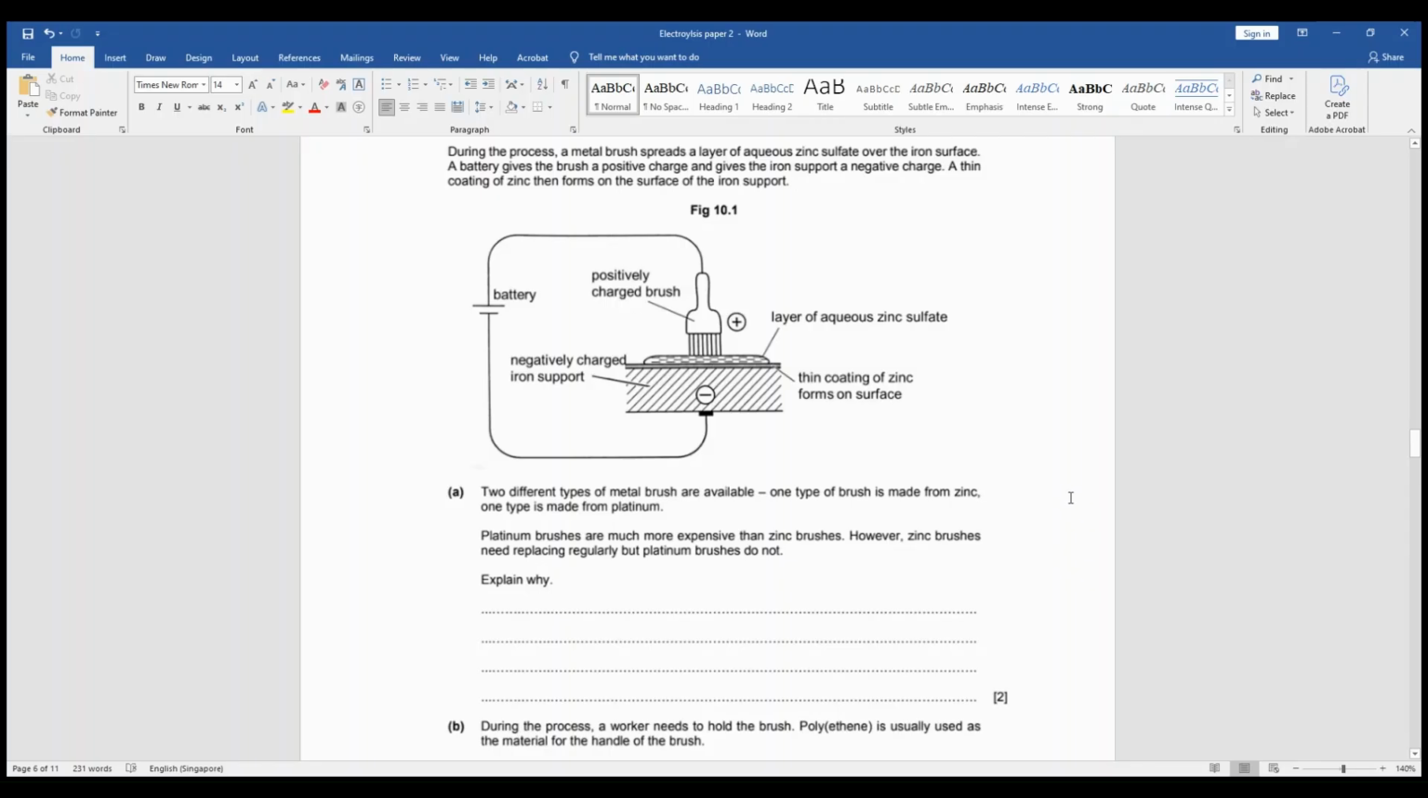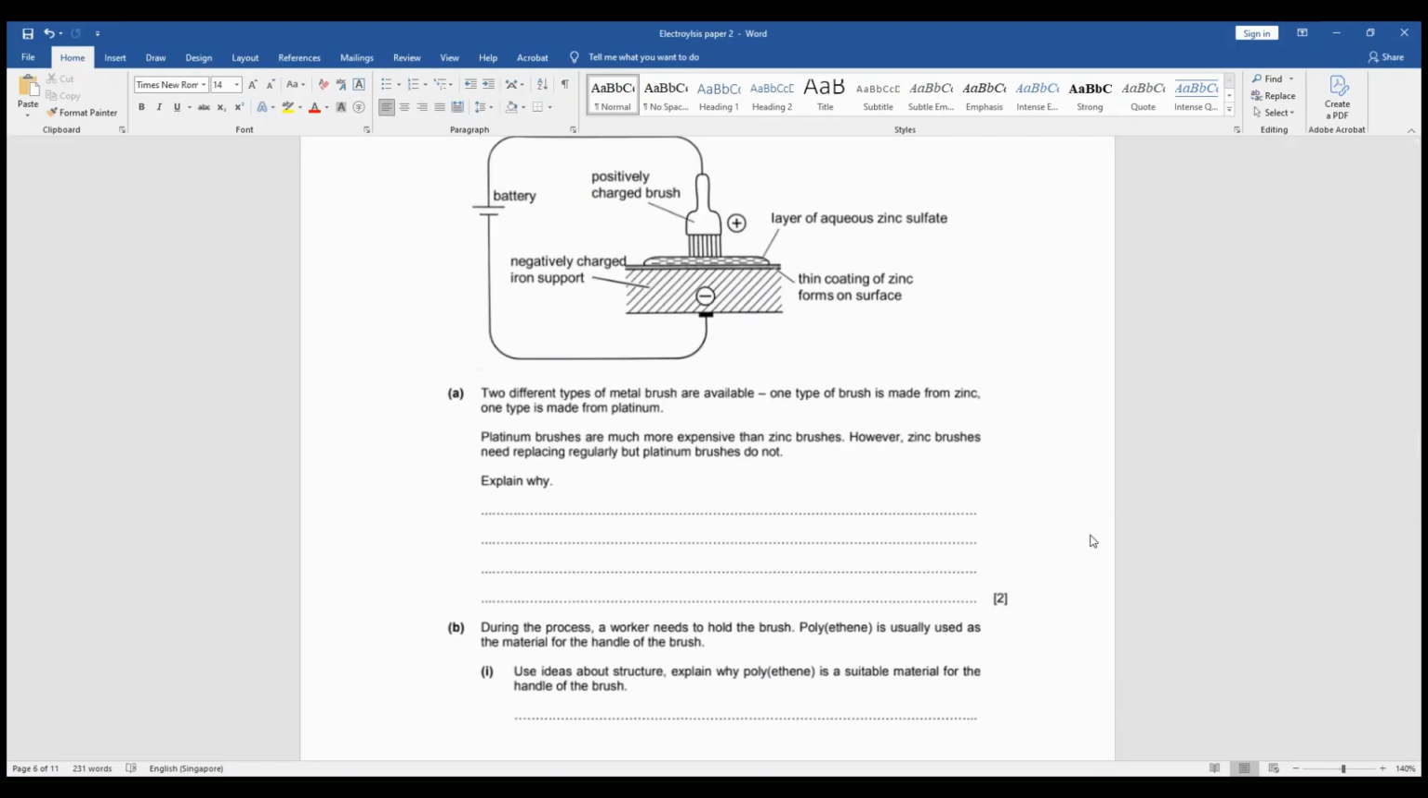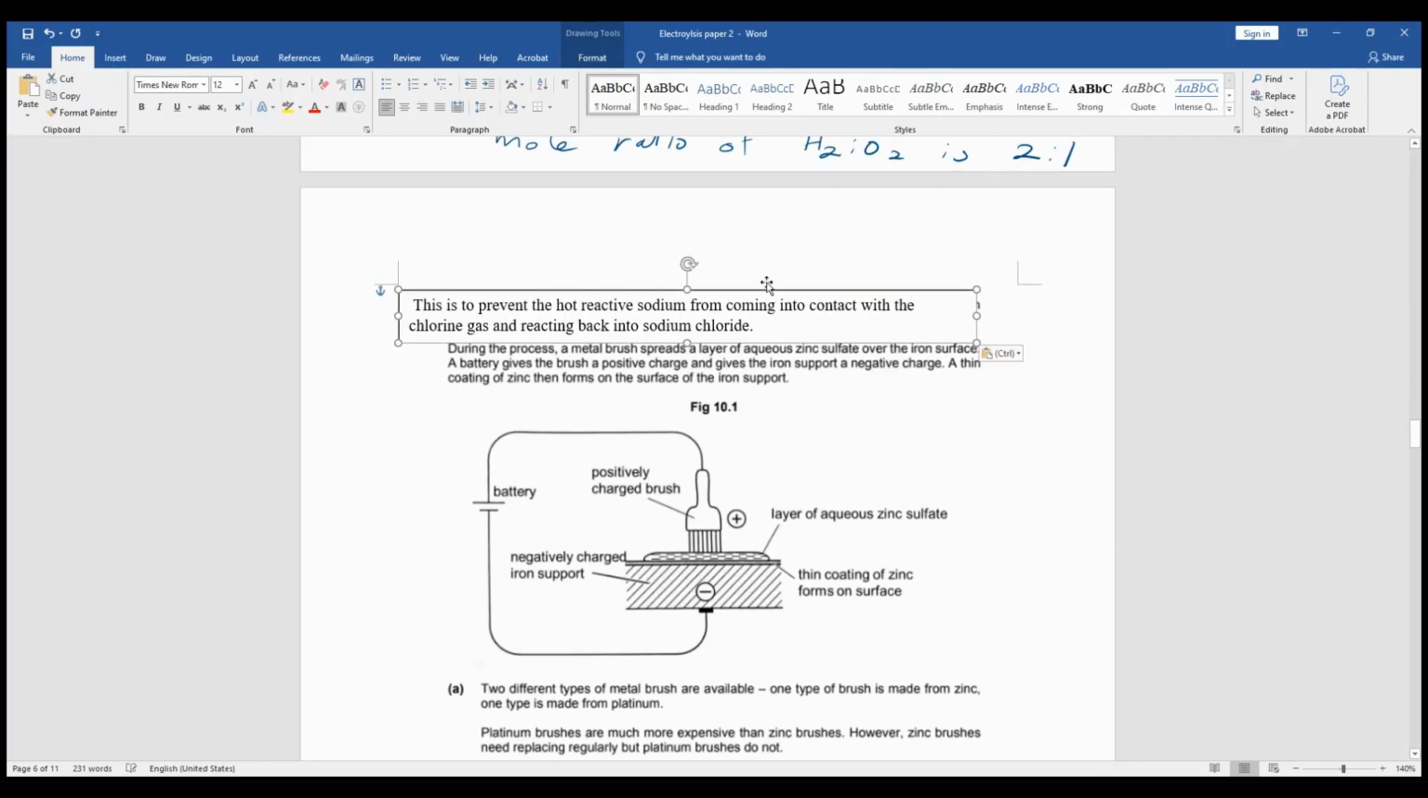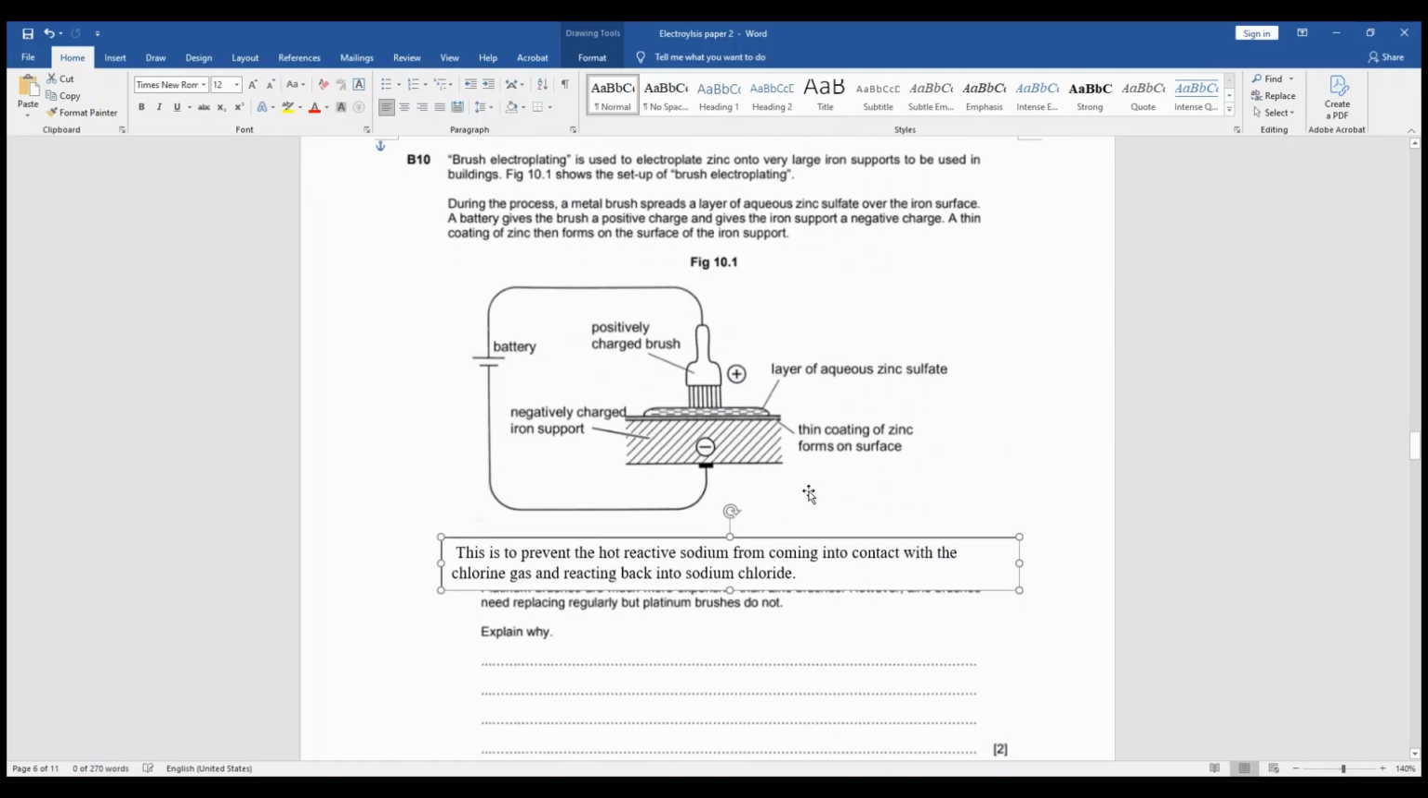Okay, this one I'm not going to type. I'm going to take my text box.